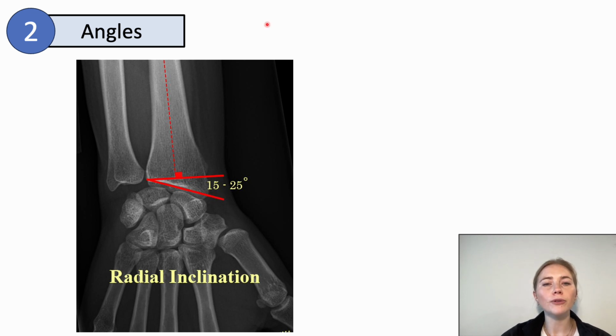So the way that you can measure this is you can draw the long axis of the radius and then a perpendicular line to that, and that represents the wrist angle. And then the radius should have extension beyond that, 15 to 25 degrees. So if that's disrupted, then that can indicate pathology like a distal radius fracture.